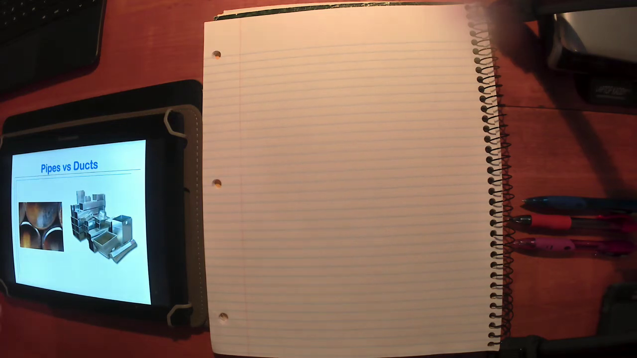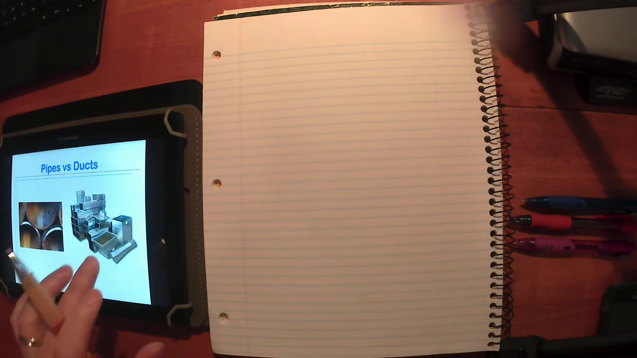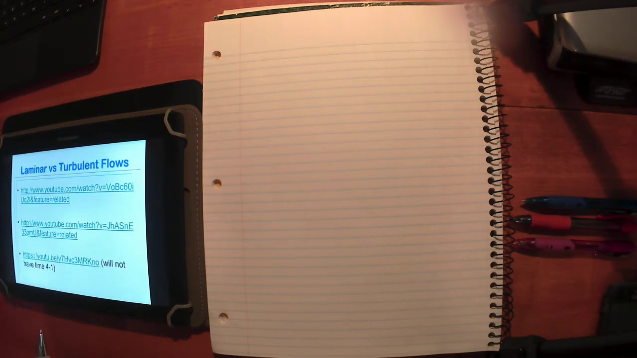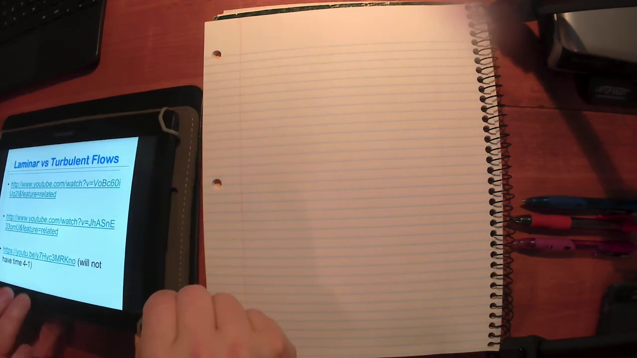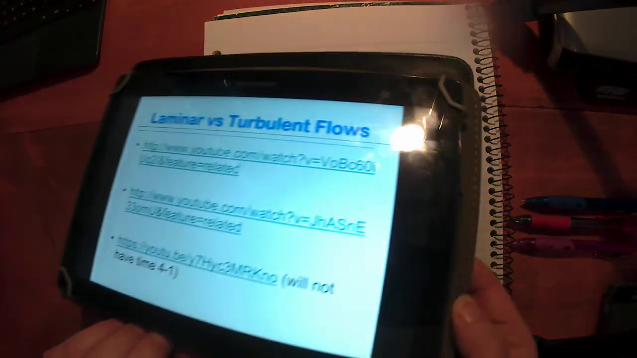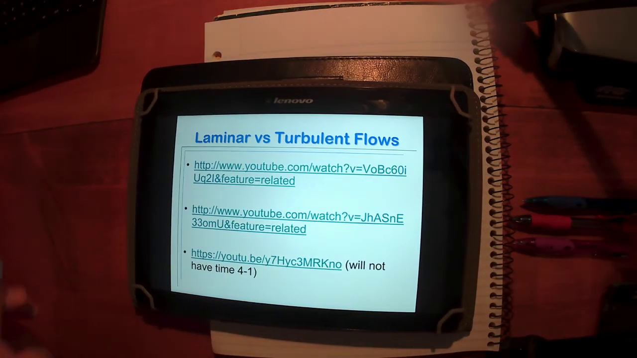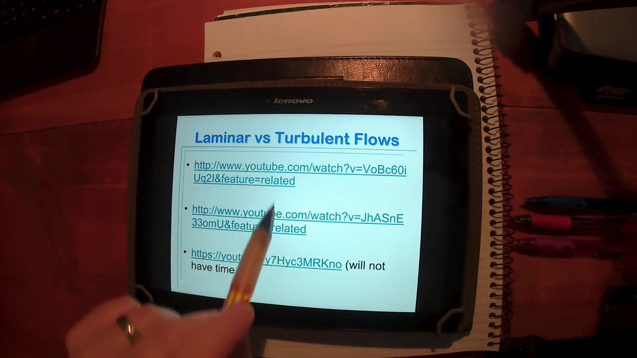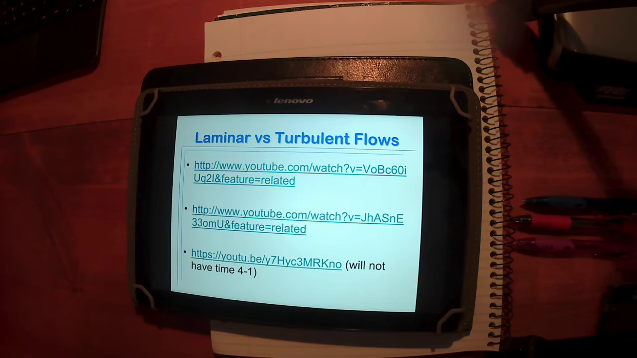Okay. Now, so pipes versus ducts. Do we care? No, not really. What we really need to know more about is, is the flow laminar or is the flow turbulent? Now, again, when you get time, go look at these slides, and I've got some different videos here. Go watch these, and one of these I think is a Smarter Every Day video.